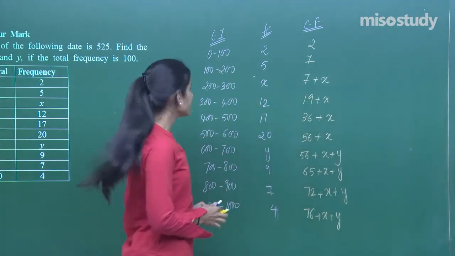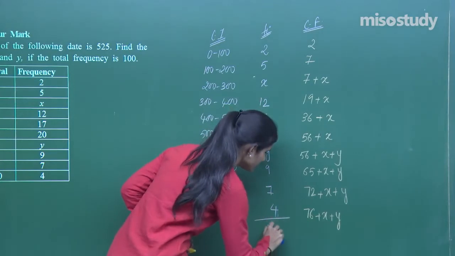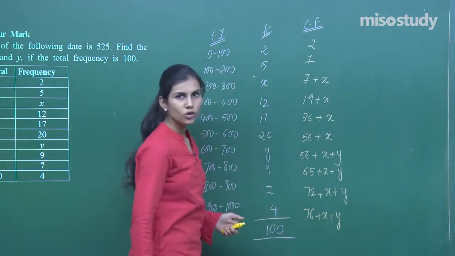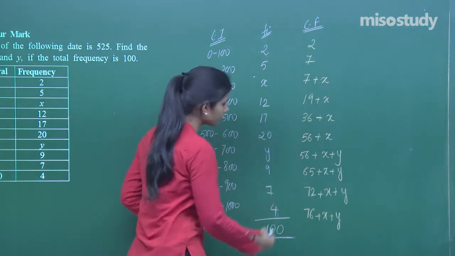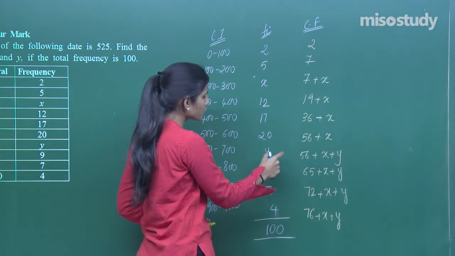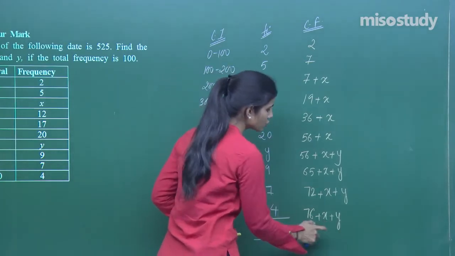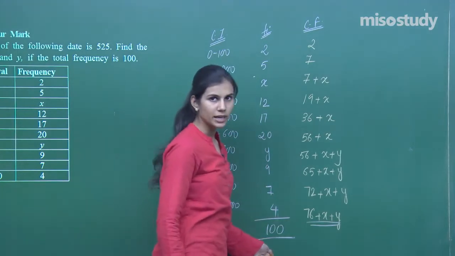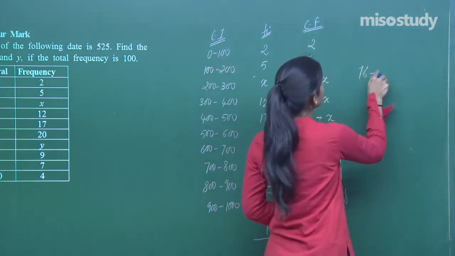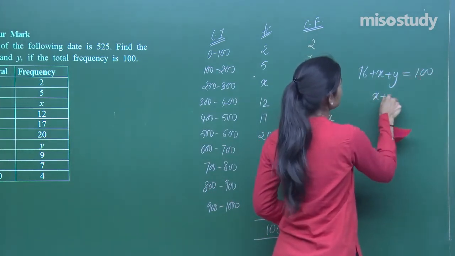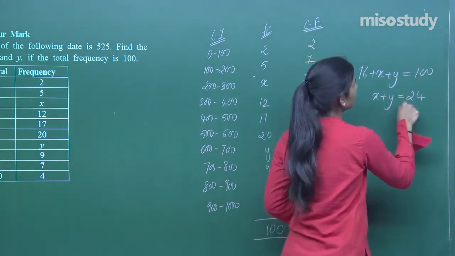You all know that if it is given to you that the sum of all frequencies is 100, then it always happens that this last value which you are obtaining is what? When you have added all the frequencies up, 2 plus 5 plus x plus 12 plus 17 plus 20 plus y plus 9 plus 7 plus 4 comes to be 76 plus x plus y, but that is given to be 100. So you actually have 76 plus x plus y is 100, which means x plus y is 24.